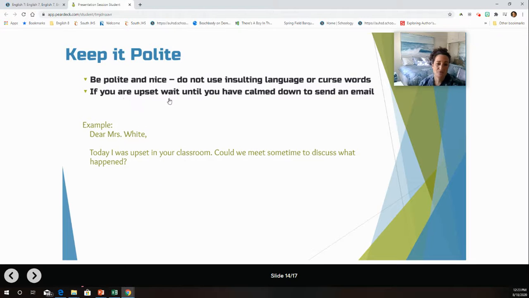So it says if you're upset, wait until you calm down to send an email. I've done this before when I've been angry. I write an email and I send it and I wish that I didn't. So when you get angry, maybe write it down on a piece of paper. Take some time, close your eyes, take a few breaths, maybe wait an hour or even to the next day and then write your email.